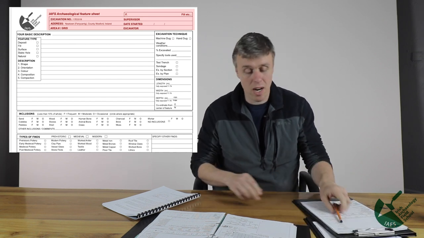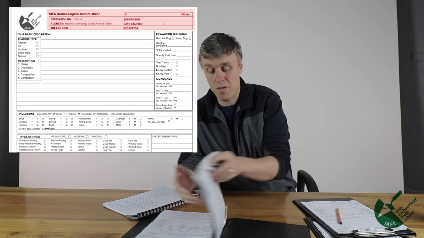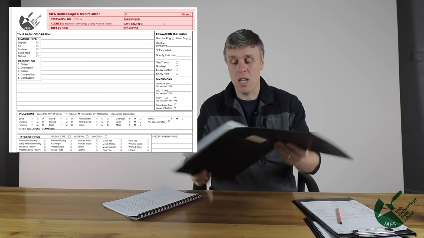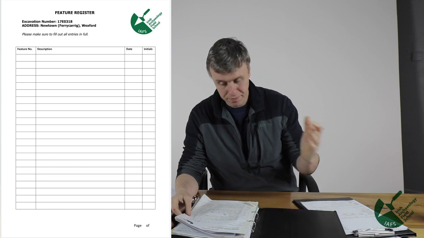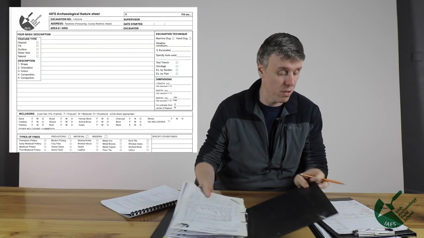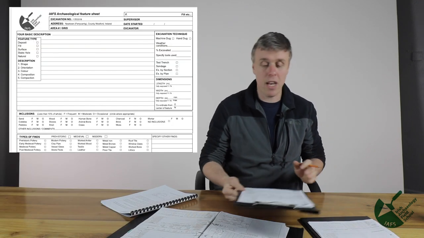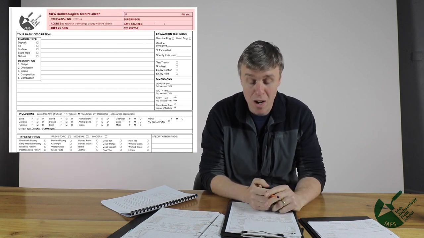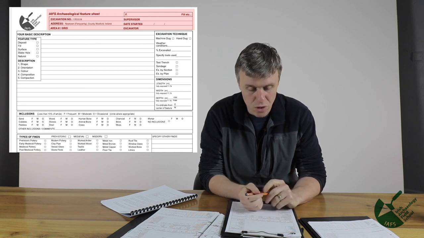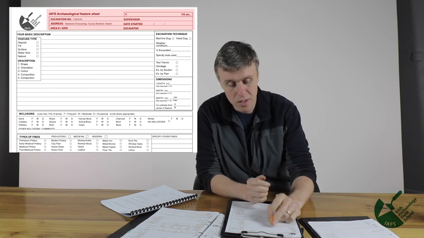And on the day you start that, you should also register the feature in your feature register, which looks something like this, okay? Now again, that'll pop up to my right, but you will see that there's the feature number, a very brief description, the date and the initials. And this is just a running log of how many features have been found in that cutting or that area. So you can keep track of how many sheets you should have and what amount of recording should be done, okay? The excavator is self-explanatory. It's yourself, it's whoever's doing it. And sometimes it is worth checking on a large site that there's not multiple people with the same initials, because you're going to put initials in there. So that's the first box, okay?